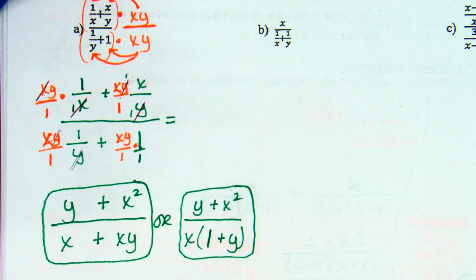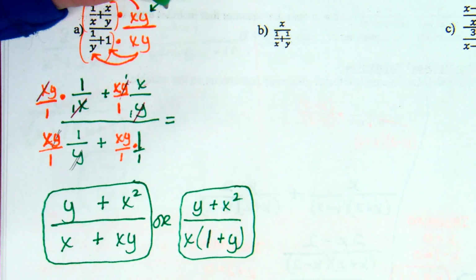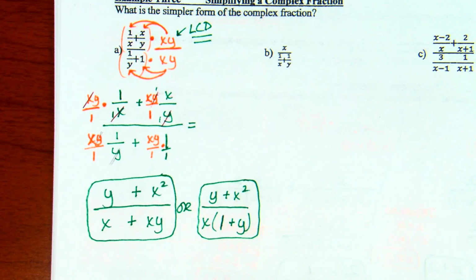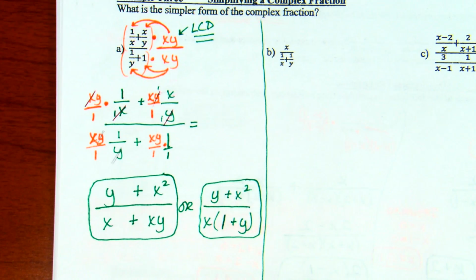Okay, so the whole thing was, when we started this problem, we found a least common denominator. That's what that xy was, a least common denominator. And we take that least common denominator and we multiply it by all terms in the numerator, all terms in the denominator. Are you okay with what I did there? So, kind of. I'll be honest, I'm teaching it slightly different than I have in the past, but I think it makes it a little bit easier. I don't know.